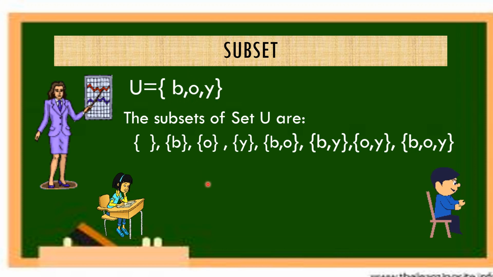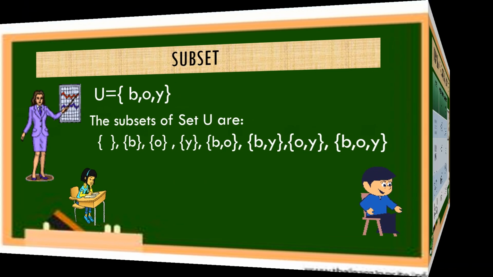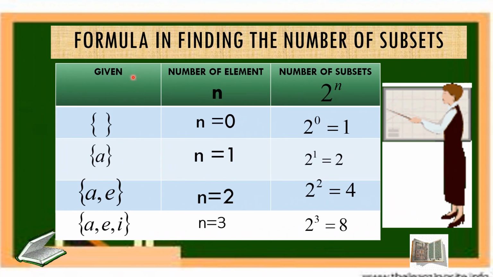And for the previous lesson, if we have 2 elements, we have 4 subsets. So we have the formula in finding the number of subsets. The formula is 2 raised to the n, wherein n is the number of elements.